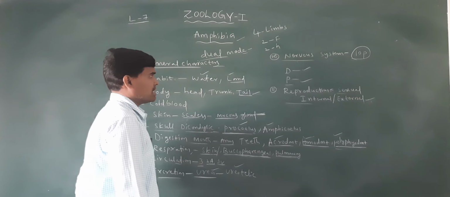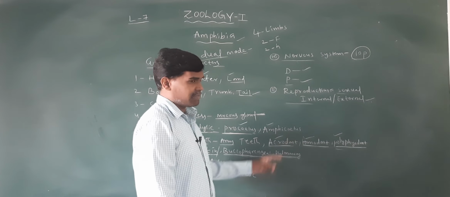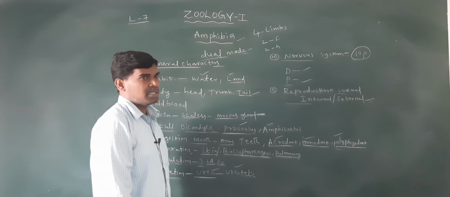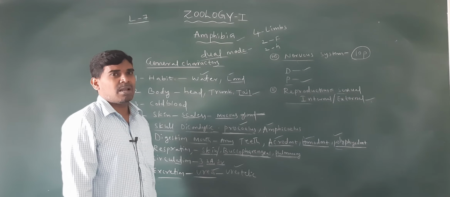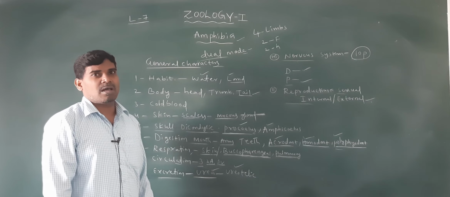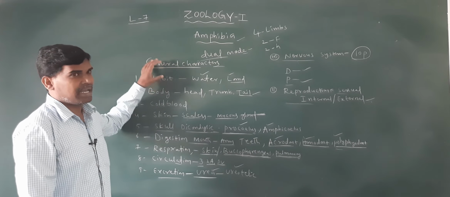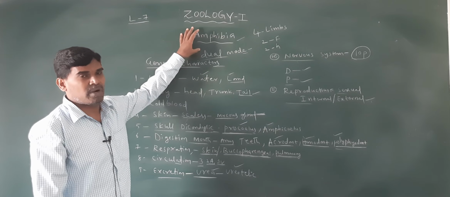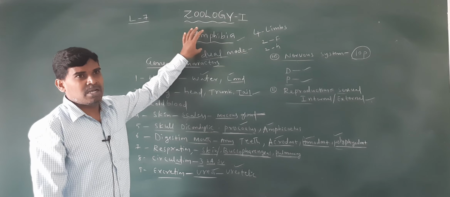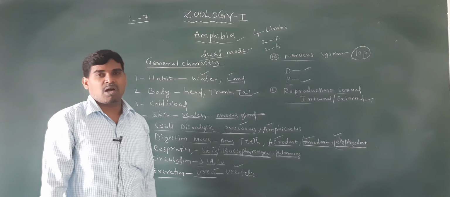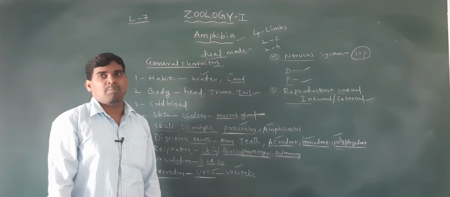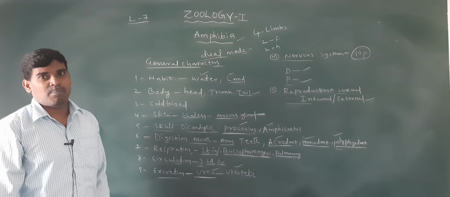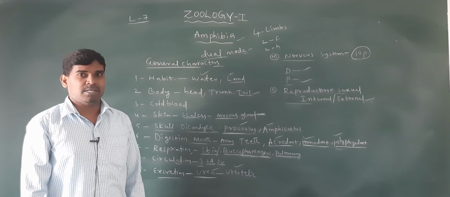So in amphibians, reproduction is sexual, and development is direct or indirect, with the existence of larval stages, the tadpole larva. So these are the general characters of amphibians. Amphibians are tetrapod animals with a dual mode of life, the first animals to come out onto the land. The next class we continue in the next video.